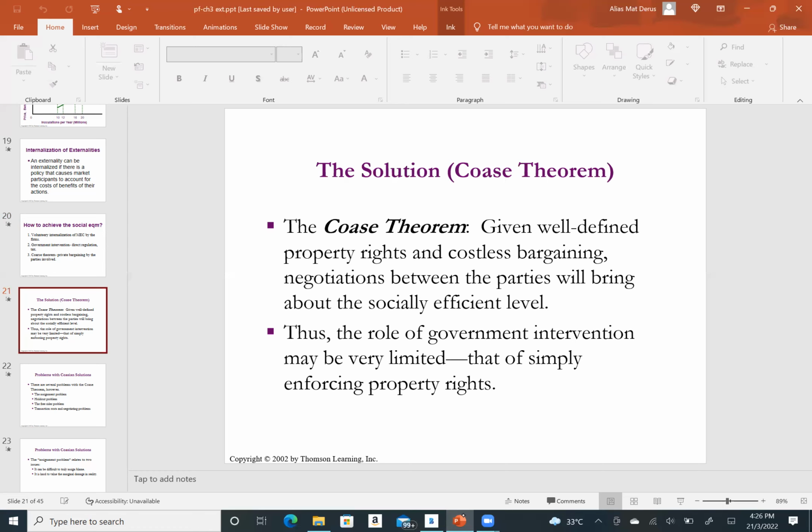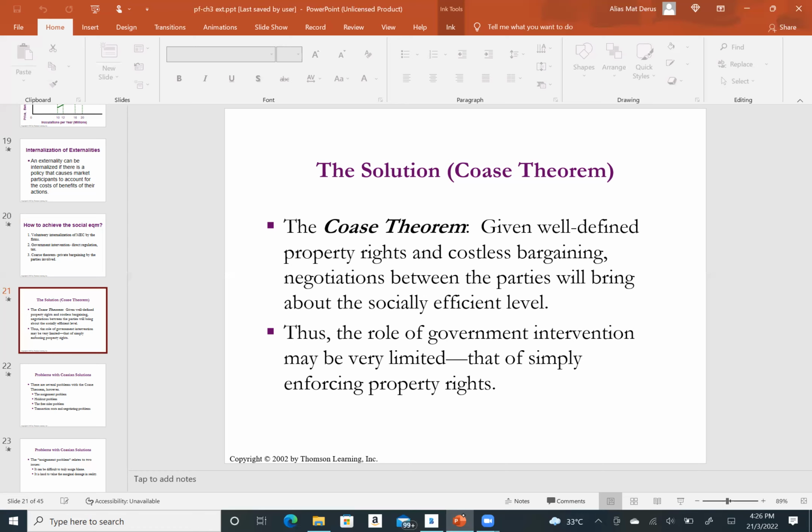Okay, what is it? The first part is the assumption. If property rights are well defined, that's number one. One condition is that property rights must be well defined. Second, what is the second one? Bargaining is not costly. Bargaining has no cost. Bargaining is costless, zero cost. It's easy to bargain. You don't have to incur costs.